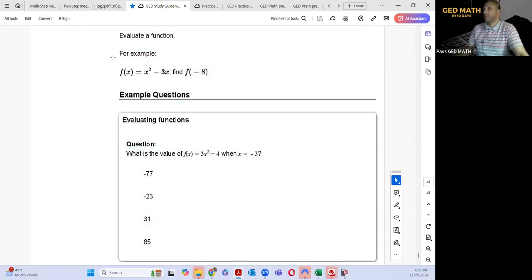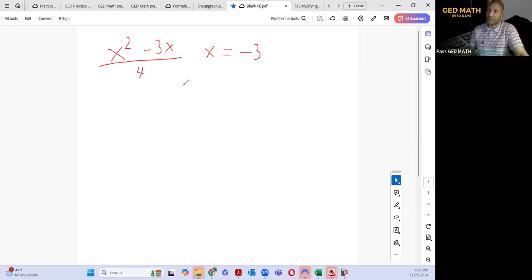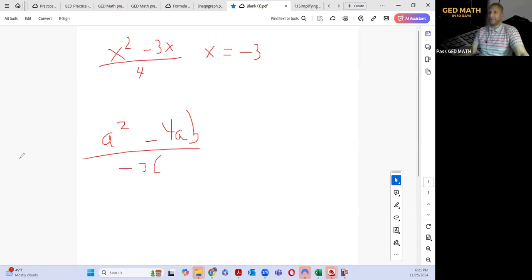Let me go to a blank page, and I'm going to show you what they'll do. They might say, I'm just going to make this up. Evaluate x squared minus 3x over 4 when x equals -3. Or they might say a squared minus 4ab over minus 3b when a is 2, and again, I'm just making these numbers up, and b equals -4.